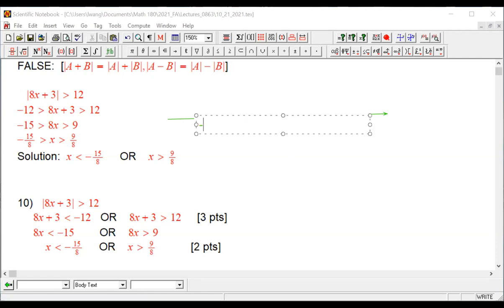So in this case, how many points should this student get? How do we grade the work? The student draws the picture and has the picture in place. And the picture is correct.